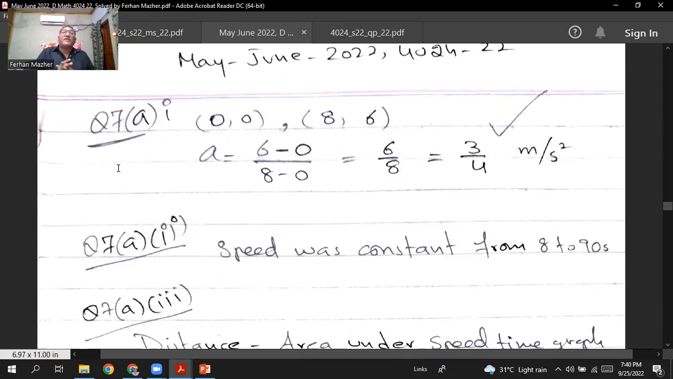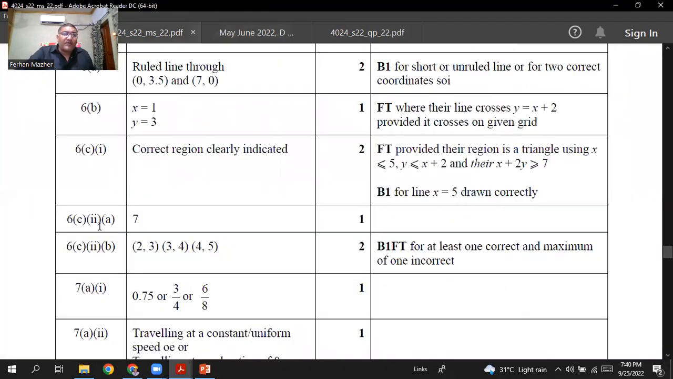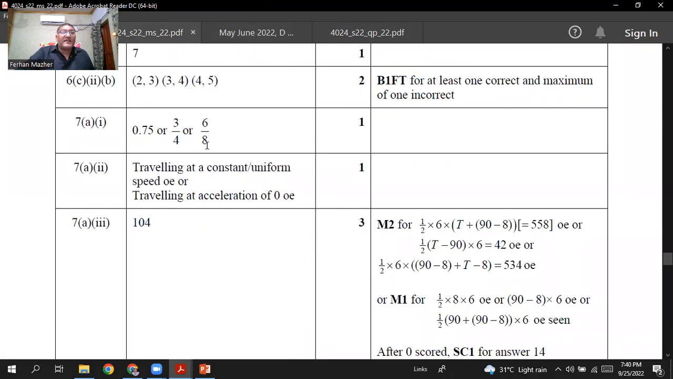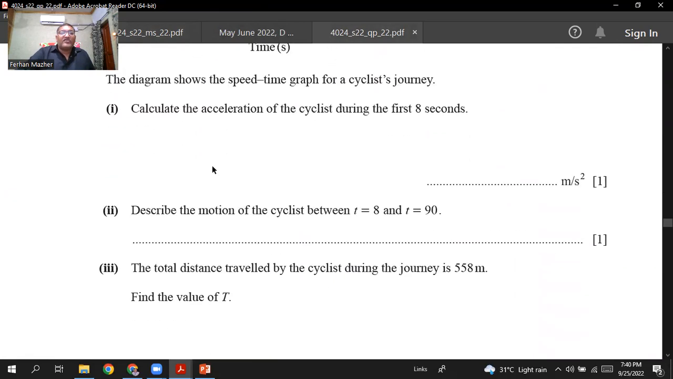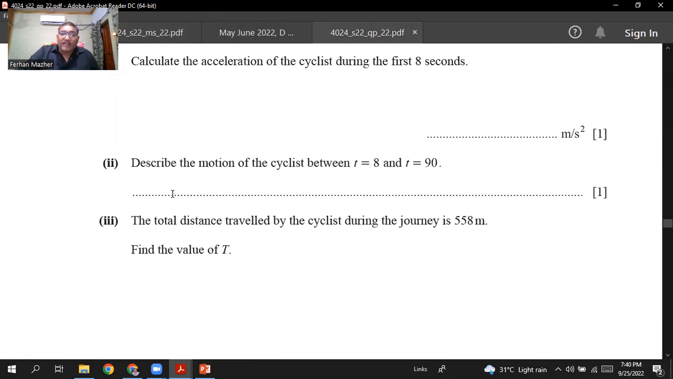This is y2 minus y1 divided by x2 minus x1, the formula for the gradient. So it will be 6 by 8, which is 3 by 4. Yes, the answer is 3 by 4. The answer is right.